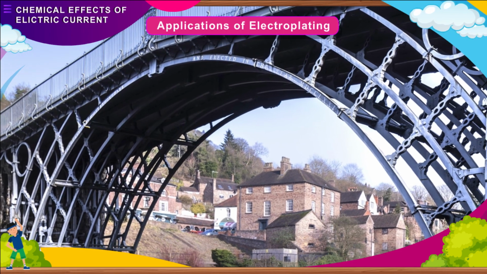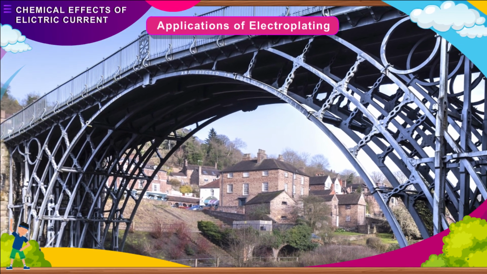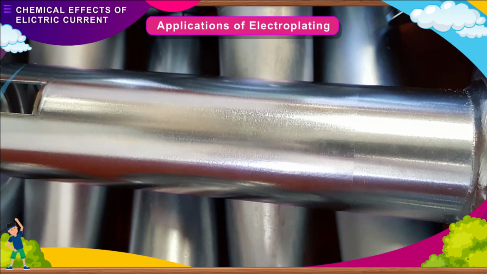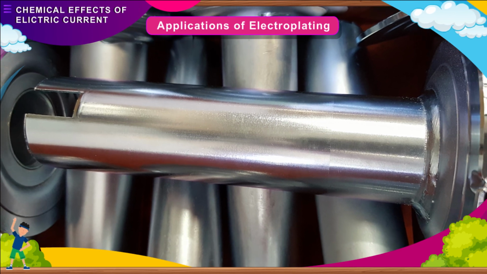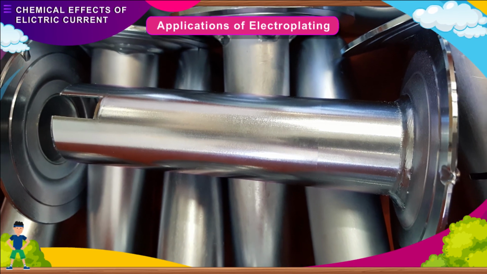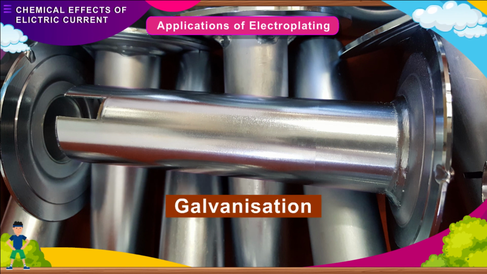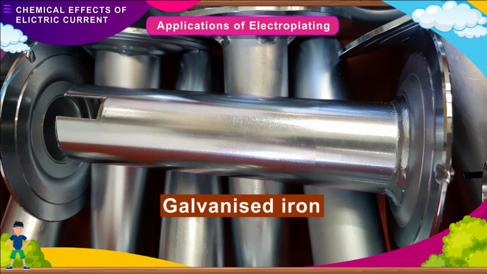Iron is used in bridges and automobiles to provide strength. However, iron tends to corrode and rust. So, a coating of zinc is deposited on iron to protect it from corrosion and formation of rust. This is known as galvanization, and the product is called galvanized iron, GI.